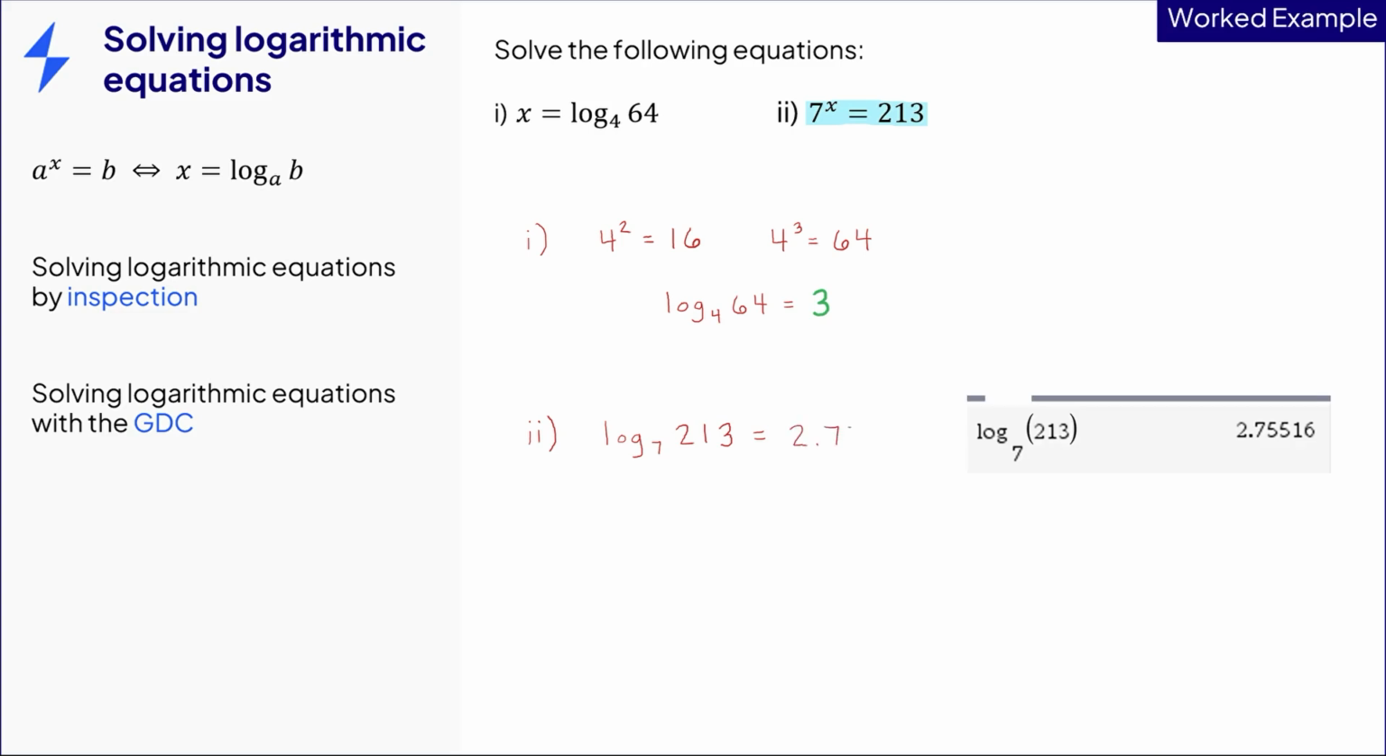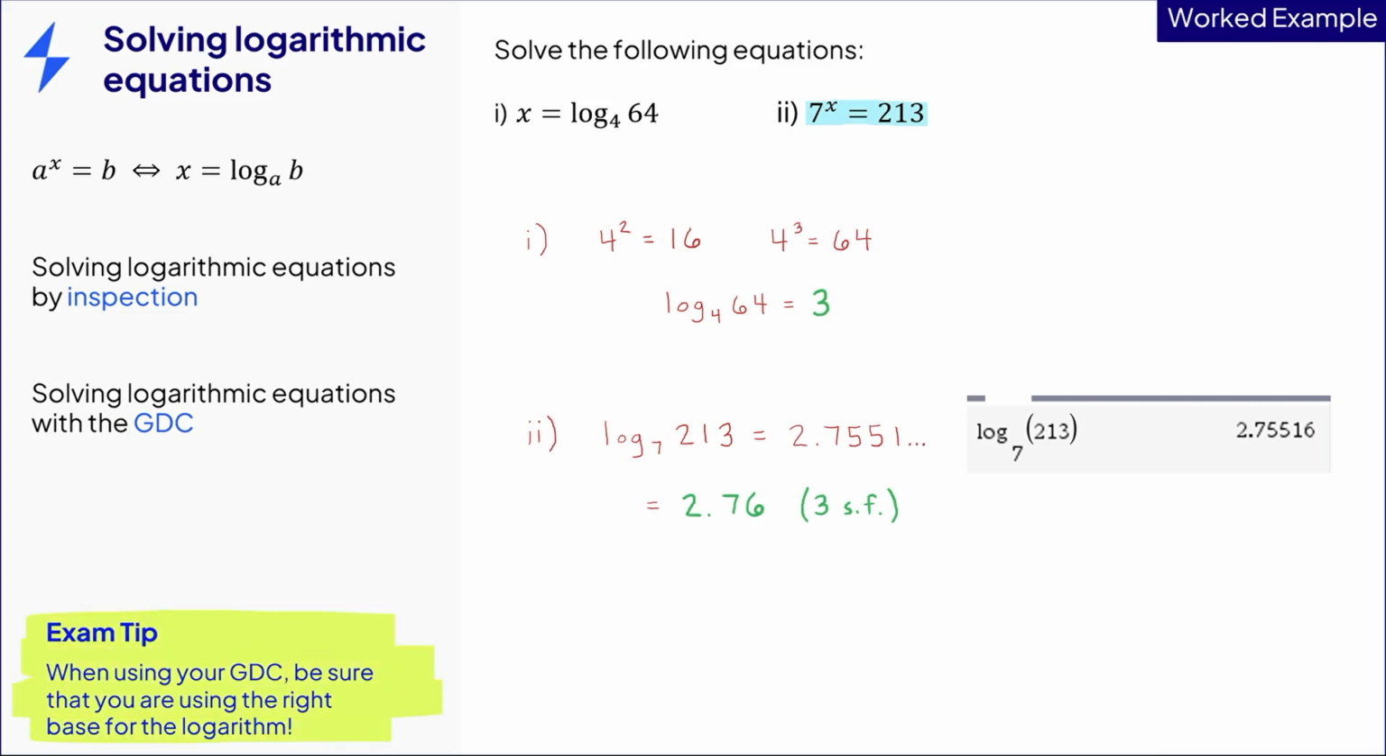So we can write that down, and then just do not forget to round your answer to 3 significant figures. One important thing using your calculator with logarithms is make sure you're using the right base. If you had a different base than 7, your calculator would give the wrong answer.